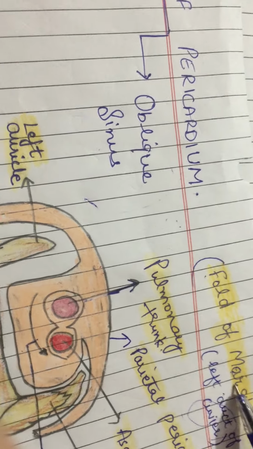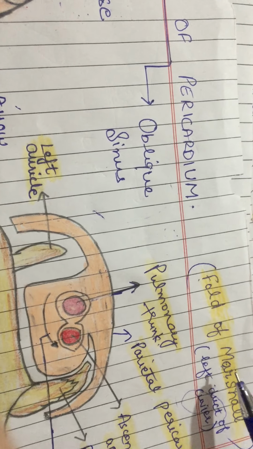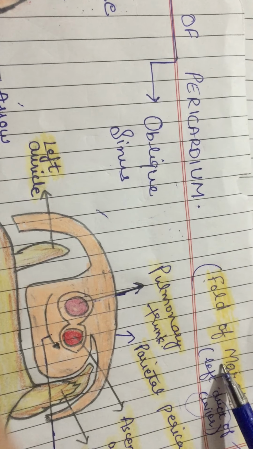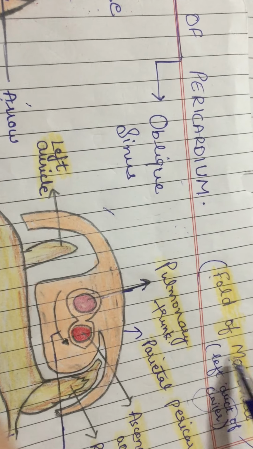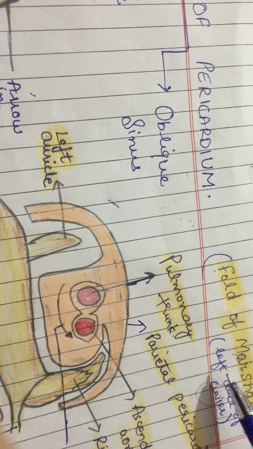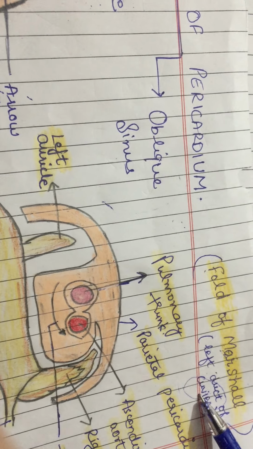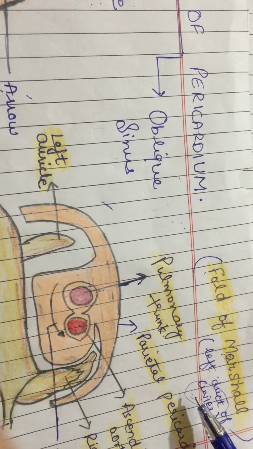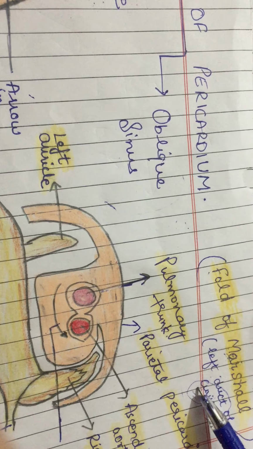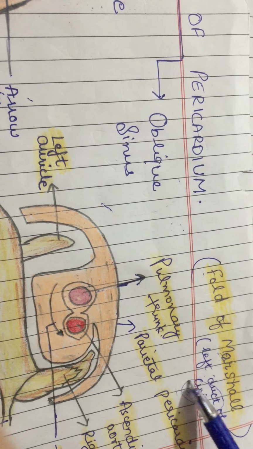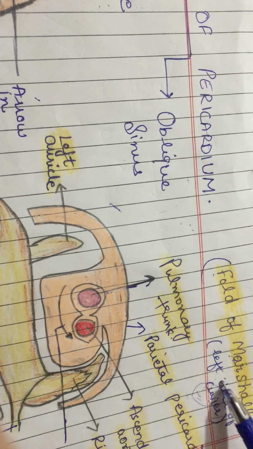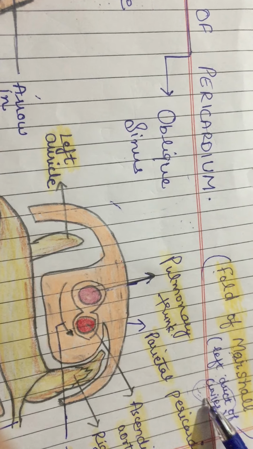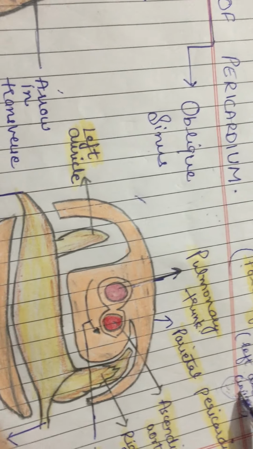What is the fold of Marshall? It is the fold of the pericardium between the left pulmonary artery and the upper left pulmonary vein, right? What does it contain? It contains the fibrous remnant of the left duct of Cuvier. What is this left duct of Cuvier? Developmentally, during the development of the inferior vena cava and superior vena cava, we have different cardinal veins. So this left duct of Cuvier is nothing but the left cardinal vein, right? So the fold of Marshall is also called the fold of the left vena cava, right?